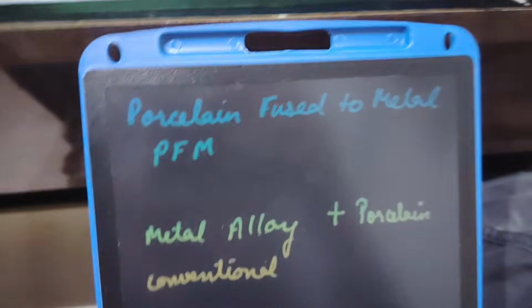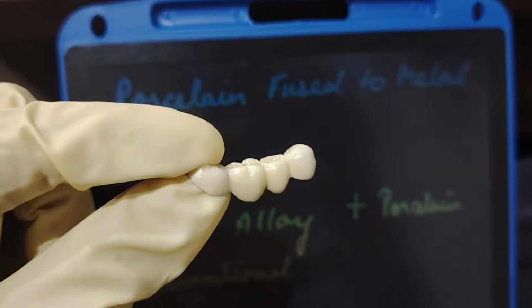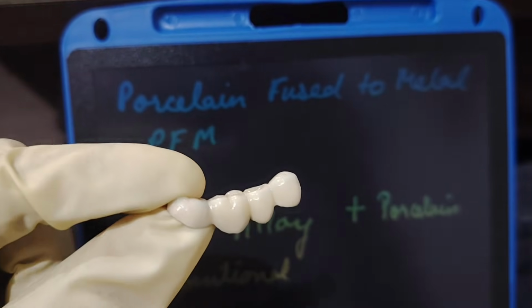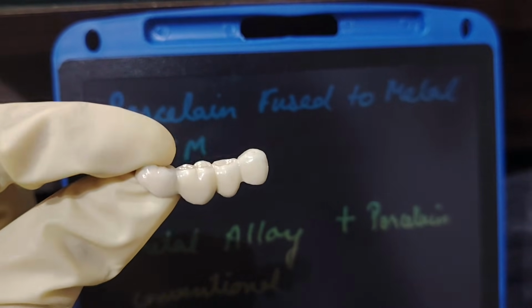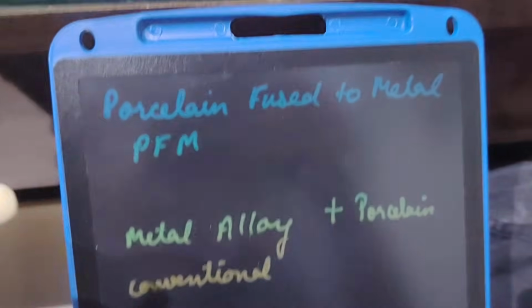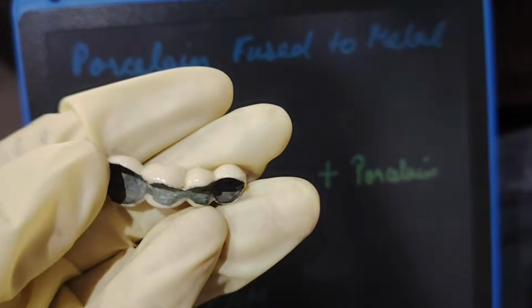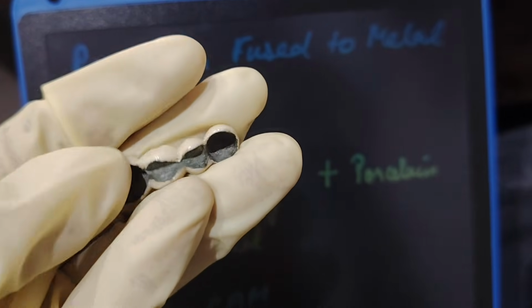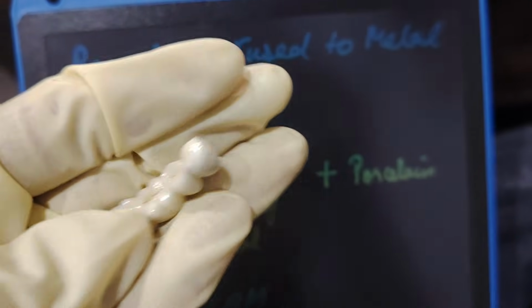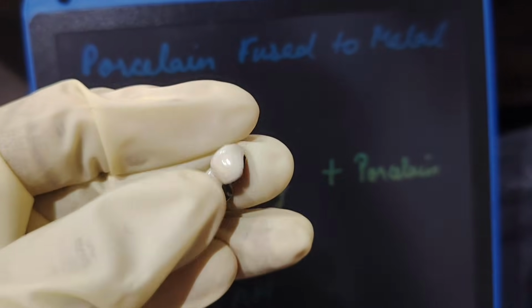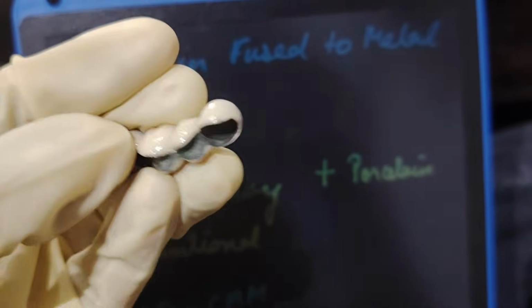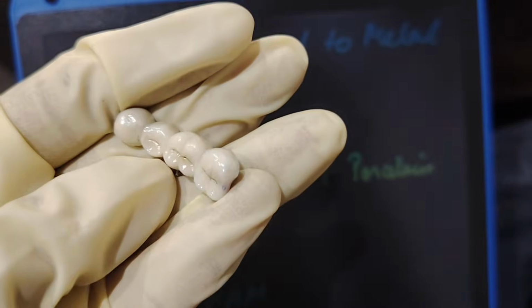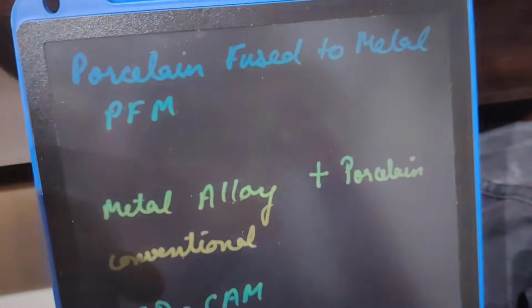Okay, so the second option that I have is porcelain fused to metal crowns and bridges. This is a 4-unit bridge, as you can see. It has a metal coping, on which a thin layer of porcelain is given so that it looks lifelike, like a tooth, and it's not gray or something that bothers you when you open your mouth to talk.